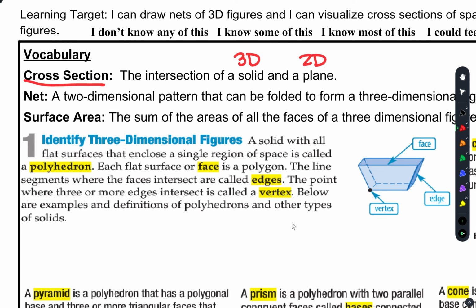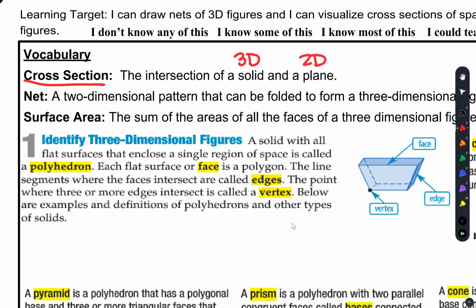Next is a net. We're going to be drawing cross-sections and nets. This is kind of a drawing-heavy unit. We're going to be drawing quite a bit. A net is what happens when we take a shape and we unfold it to be flat. So we take a three-dimensional shape, you unfold all of the pieces, it becomes a flat piece.